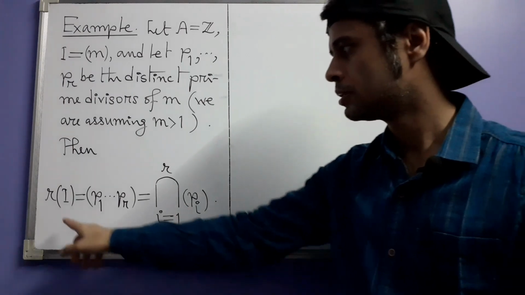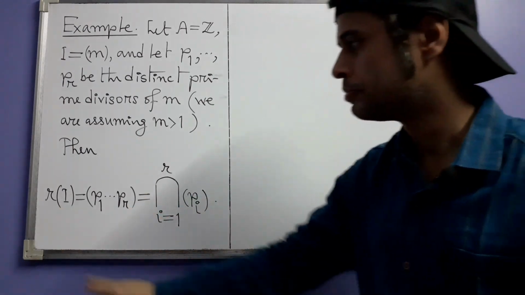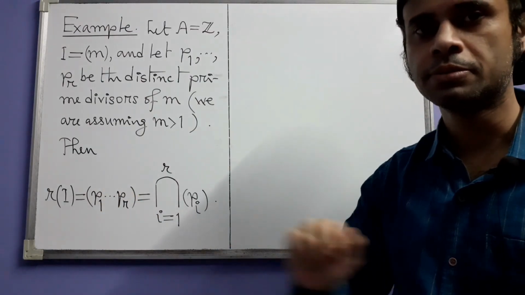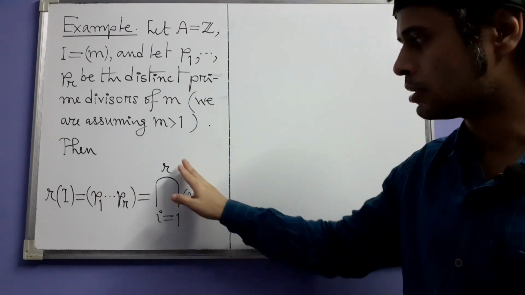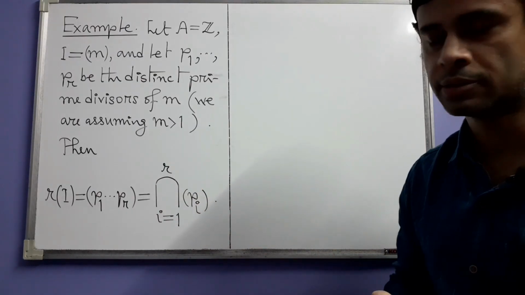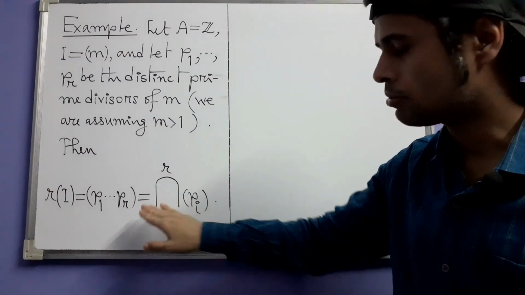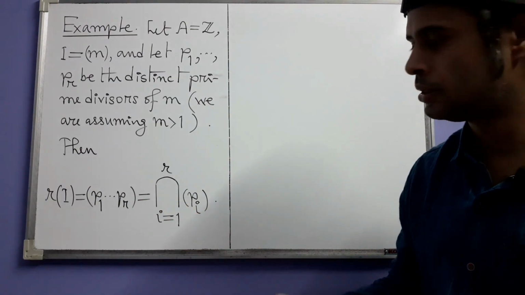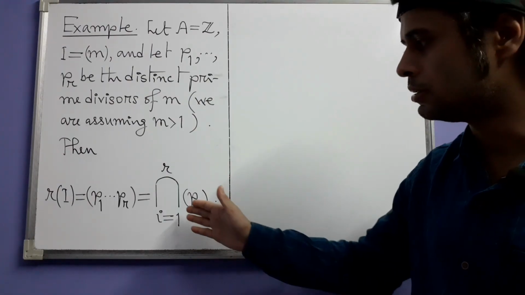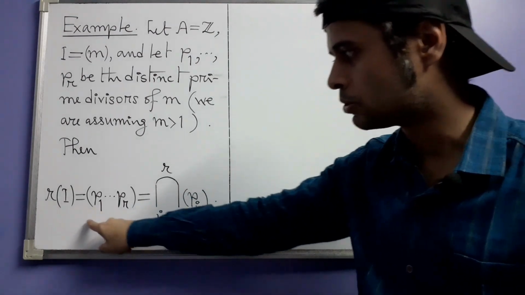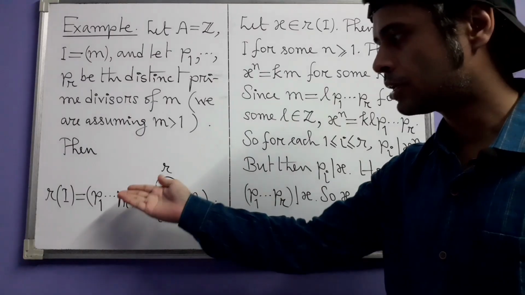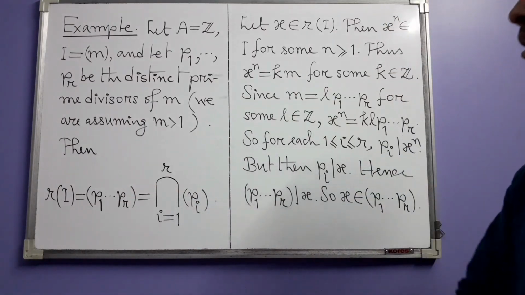Then we have to prove the claim that the radical of I is the principal ideal generated by the product of these pi's, and which is also equal to the intersection of these principal ideals generated by the individual pi's. I am leaving this second equality to you to prove. It is very straightforward. I don't think you will find absolutely any difficulty proving this one. So we are now going to prove the first one. So let's do it. Actually, this first one is also very easy. It's not difficult at all.